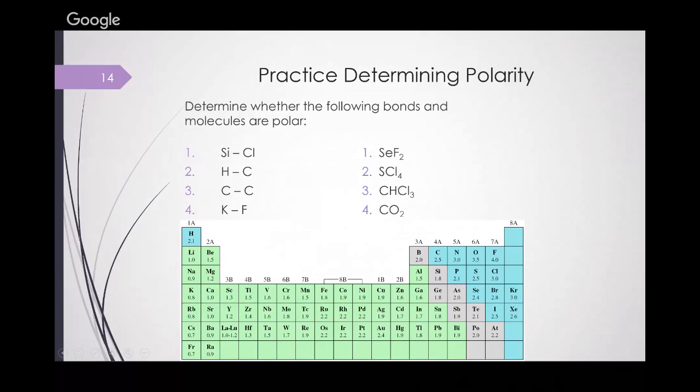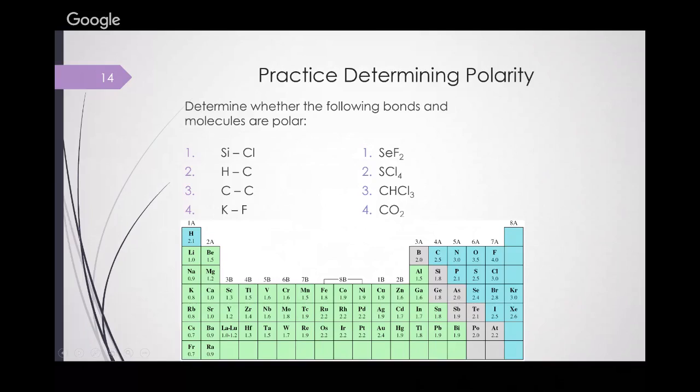So in looking at figuring out whether or not molecules are polar or not, once again, my suggestion would be push pause in the video and draw out these structures and determine their shapes. Once you've done that, come back and check to see if your answers are correct.